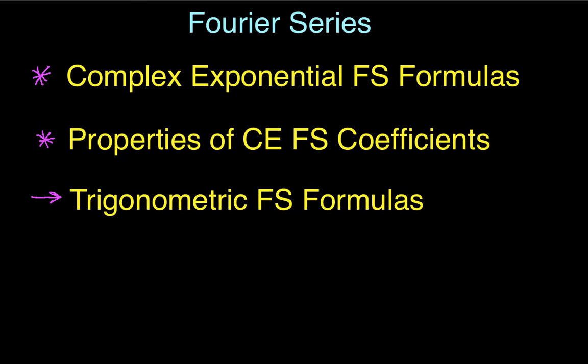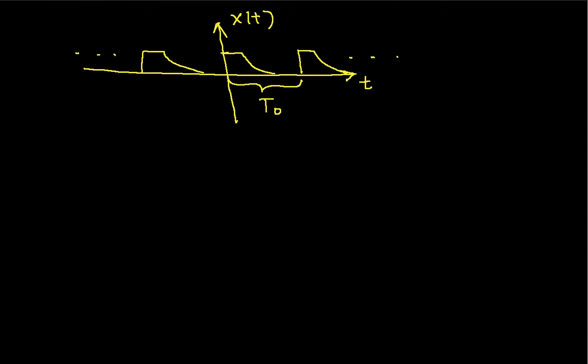So let's go to our periodic function. This is a periodic function. It's periodic with fundamental period t0. It has a radian frequency omega 0 of 2 pi over t0. Okay. Now it turns out that we can represent this periodic function as the sum of sines and cosines.